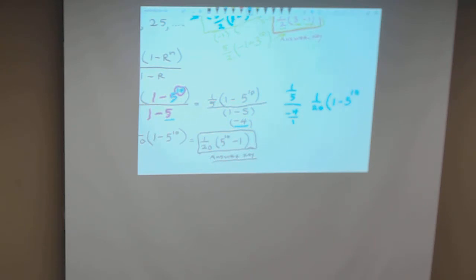And what's the answer key going to say? Oh, that's negative 1/20. So there's my answer. But what's the answer key going to say? It's going to say 1/20 times negative 1 plus 5 to the 10th, which is the same as 5 to the 10th minus 1.